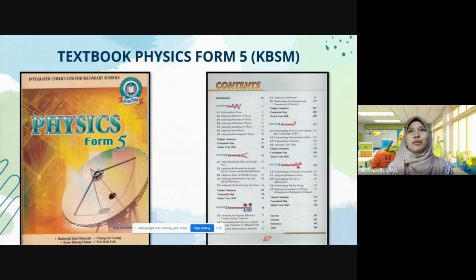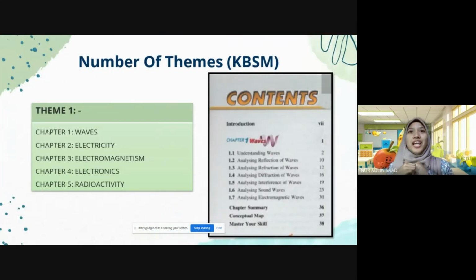This is the old textbook, which is KBSM, Kurikulum Bersepadu Sekolah Menengah. Can you guess the difference between the KBSM textbook and the KSSM textbook? I guess you can clearly differentiate between the two of them, right? If not, I will explain to you. Before that, the huge difference between the KBSM and KSSM textbook is the theme itself. If you can see, there is no main topic for every chapter itself.